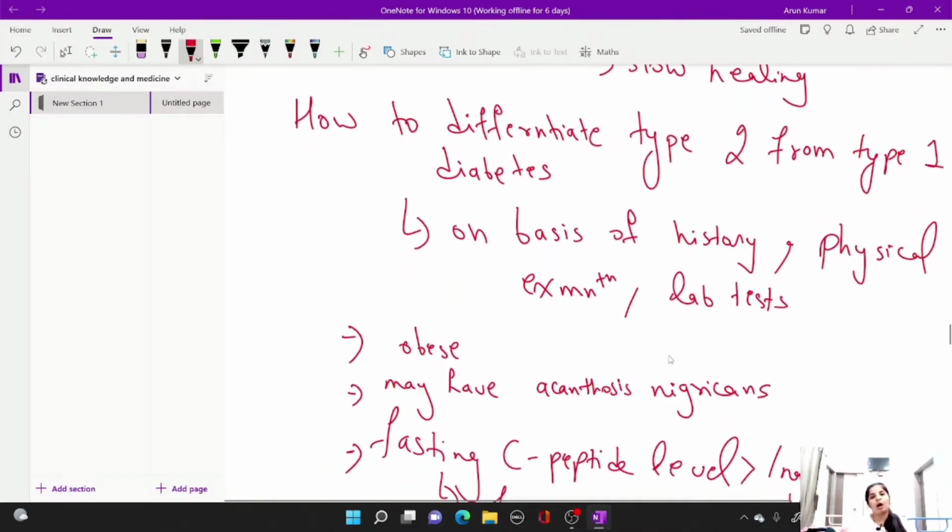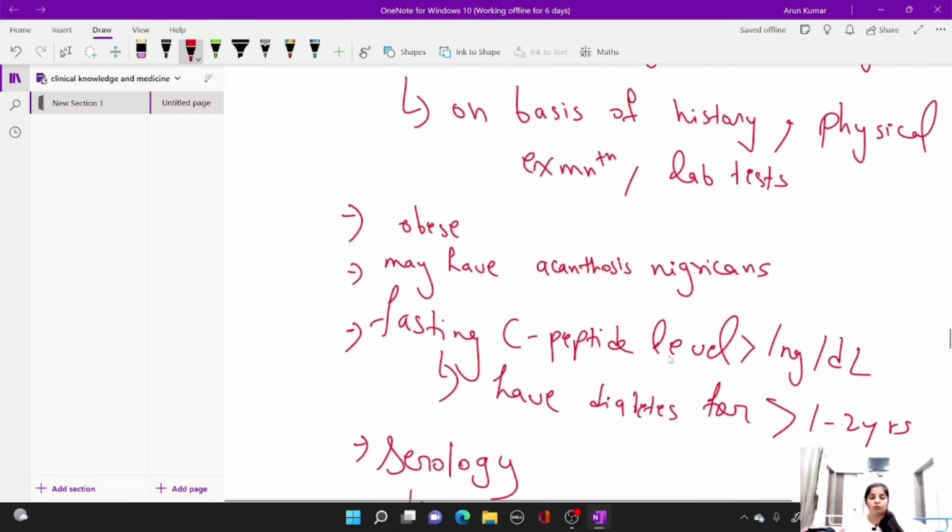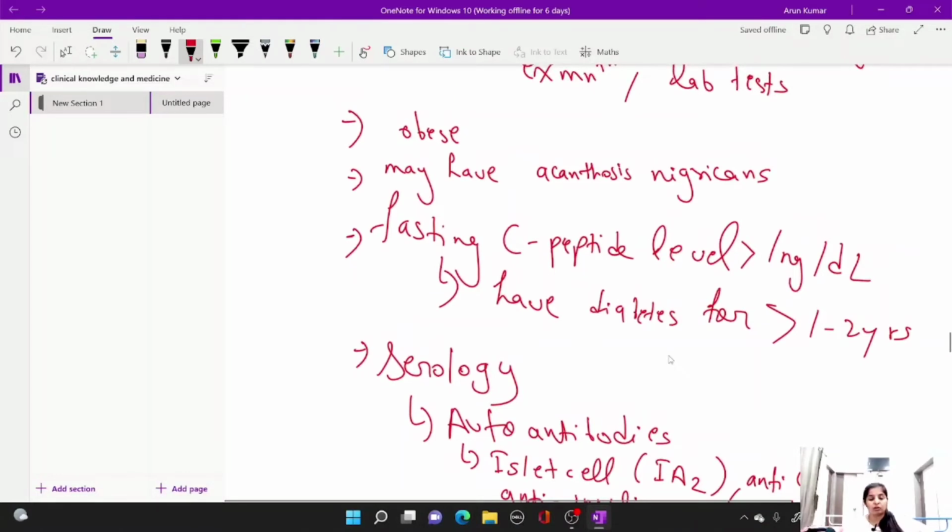Now, how can we differentiate type 2 from type 1? On the basis of history, physical examination and lab tests. So a type 2 diabetic patient will mainly be obese, and may have acanthosis nigricans, hyperpigmentation, which will be seen on the back of the neck and in deeper areas. Hyperpigmentation can be seen in these patients.